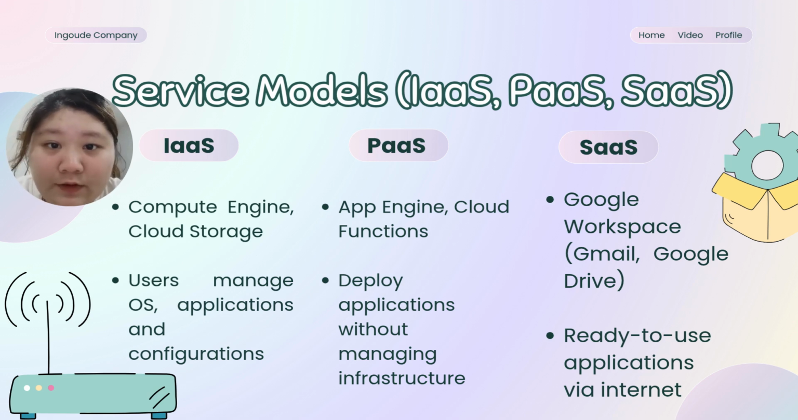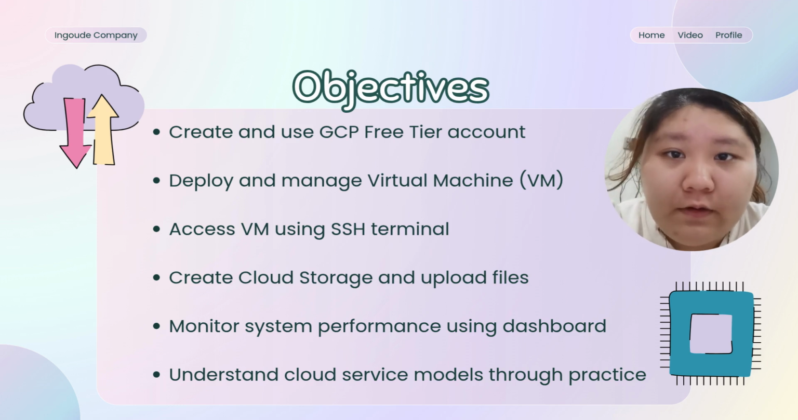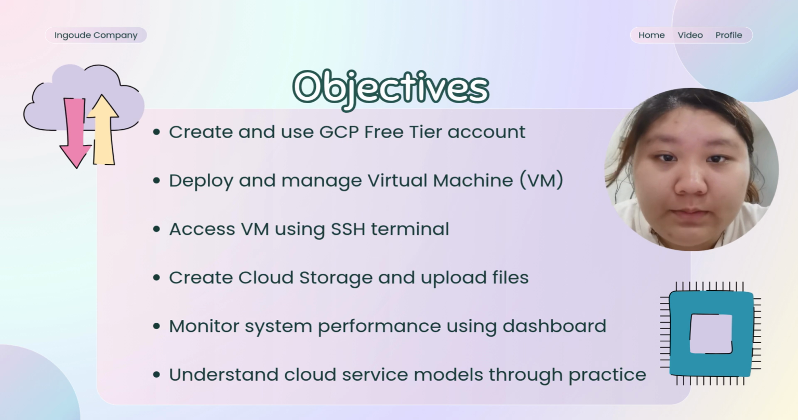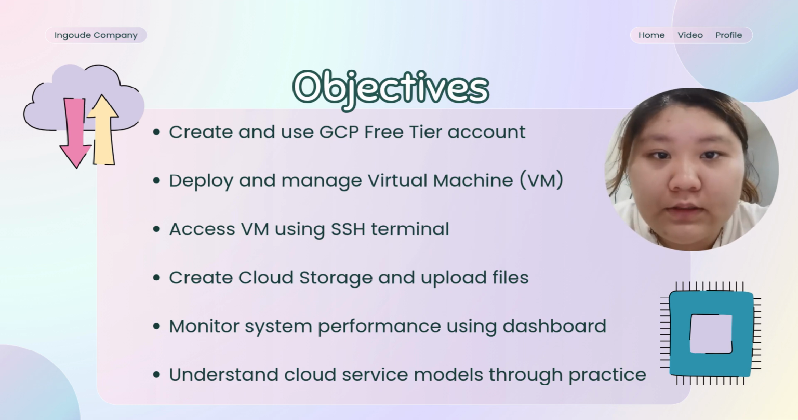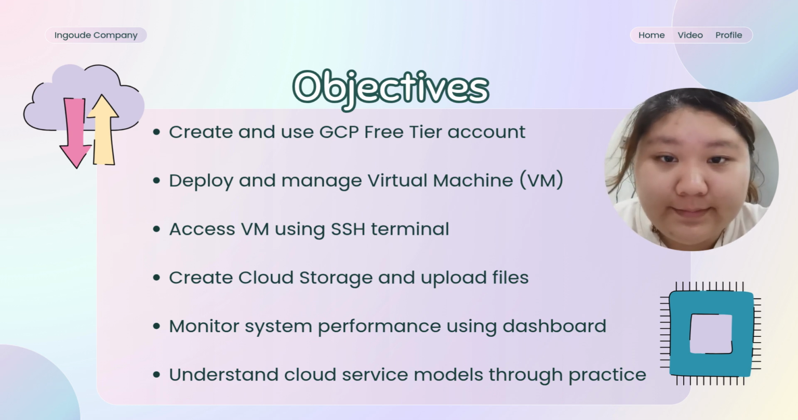For this assignment, the service model I mainly used was IaaS because I created and managed a virtual machine using Google Compute Engine. The main objective of this assignment is to gain practical experience with cloud computing using Google Cloud Platform. Throughout this assignment, I created a GCP account, deployed a virtual machine, accessed it through SSH, created cloud storage, uploaded a file, and monitored system performance using the dashboard. By completing this task, I was able to better understand cloud service models and how cloud technology is used in practice.